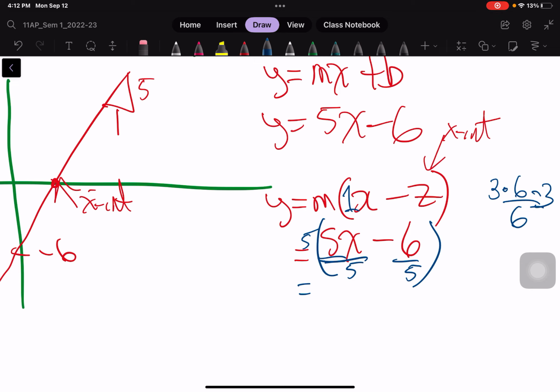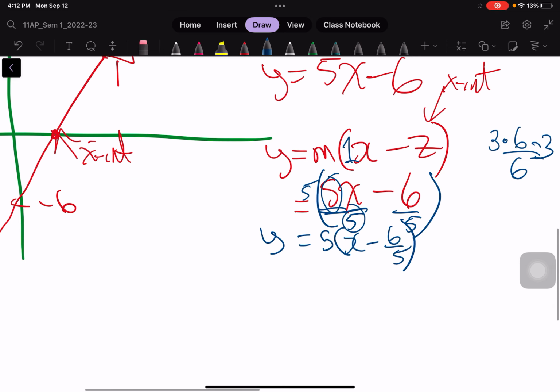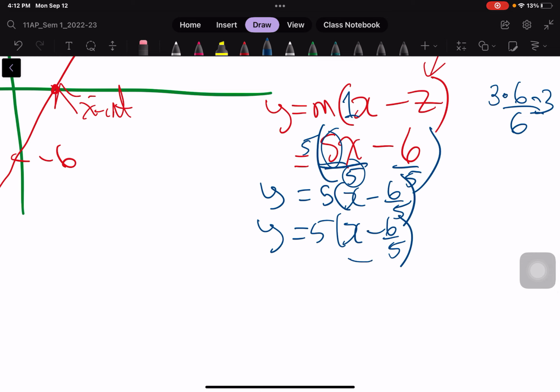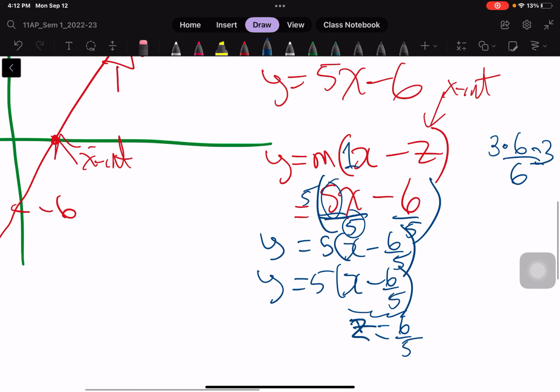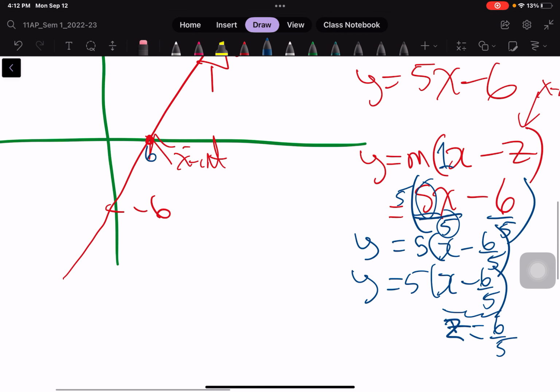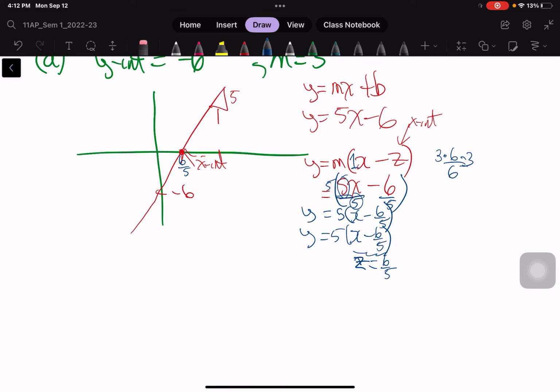So how do we do it? I just introduce that 5. This 5 goes into this 5 once, so I've got x minus 6/5. Now I look at that, and that's my form: y equals 5 bracket x minus 6 over 5. And what is that going to be? What makes that bracket 0? Well, I call that z the 0, that's z the 0 equals 6 over 5. So the x-intercept here is 6 over 5. All right, folks, so that's how you do A.